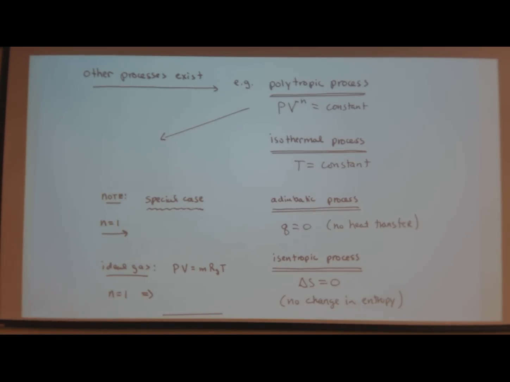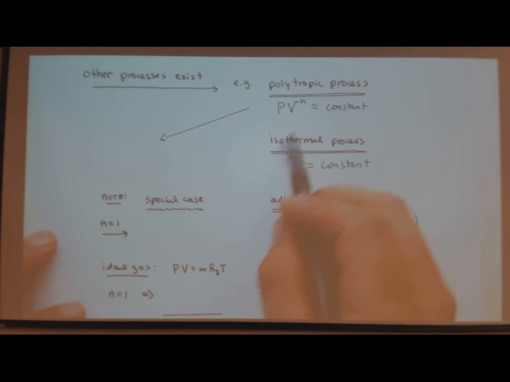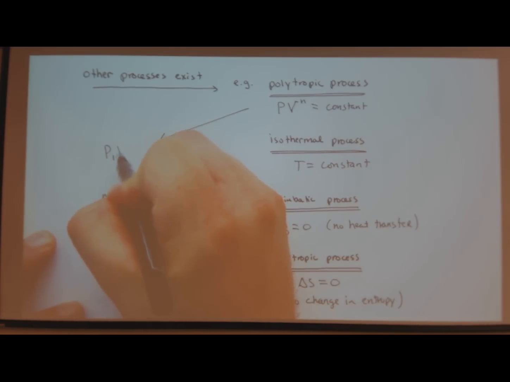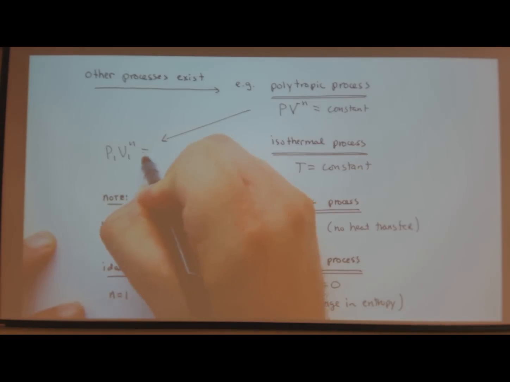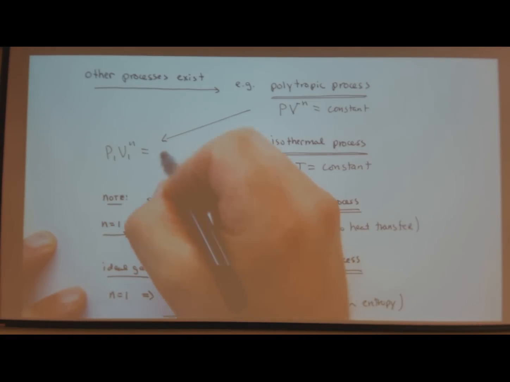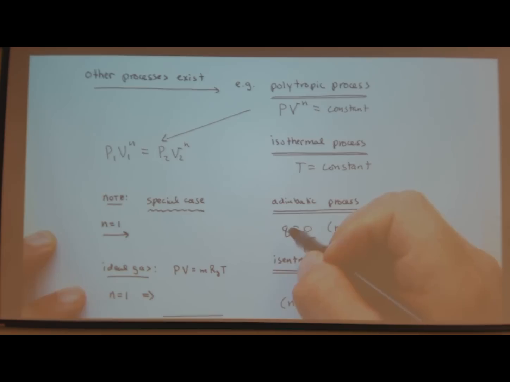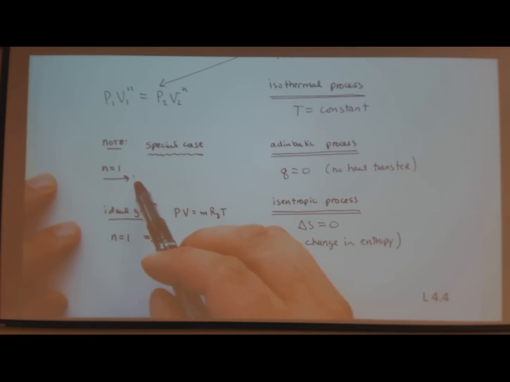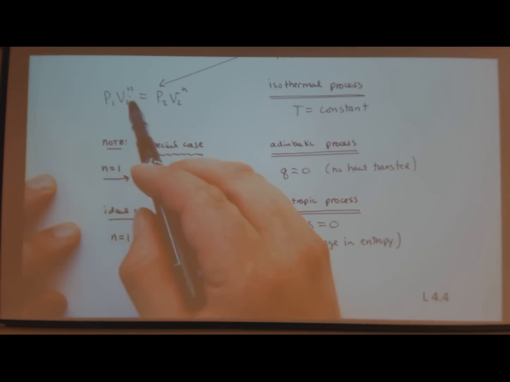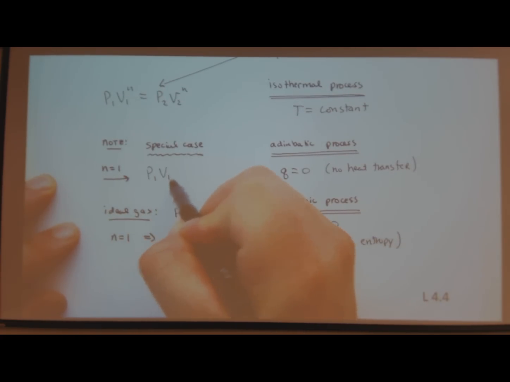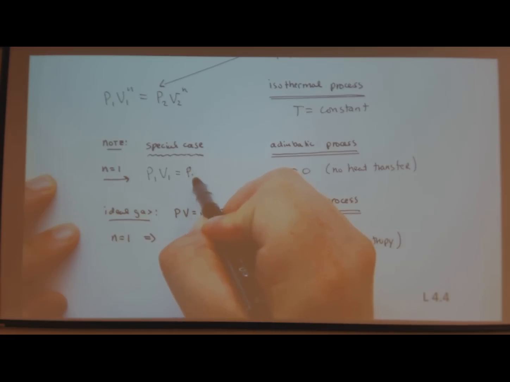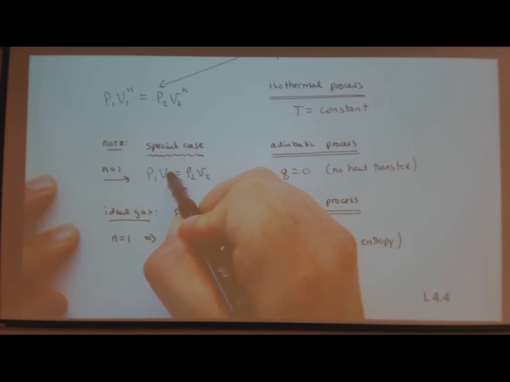So let's just go back to this one here. So I have PV to the nth power equals a constant. So I can have P1, V1 to the n. Since it's equal to a constant, then P2, V2 to the n. A special case, n equals 1. So I have P1 V1 equals P2 V2.